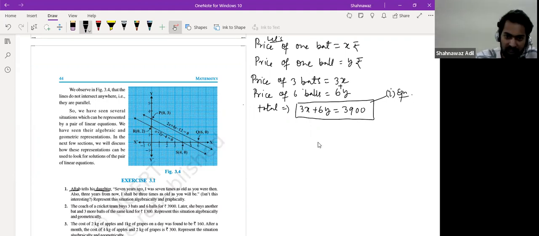Understood? Yes, sir. And now what will be the second equation? She buys another bat, which means one bat, right? Yes, sir. And 3 balls, right? Yes. So the total cost is what? 1300, right? So this is the second equation, right? Yes, sir. Understood? Any doubt?